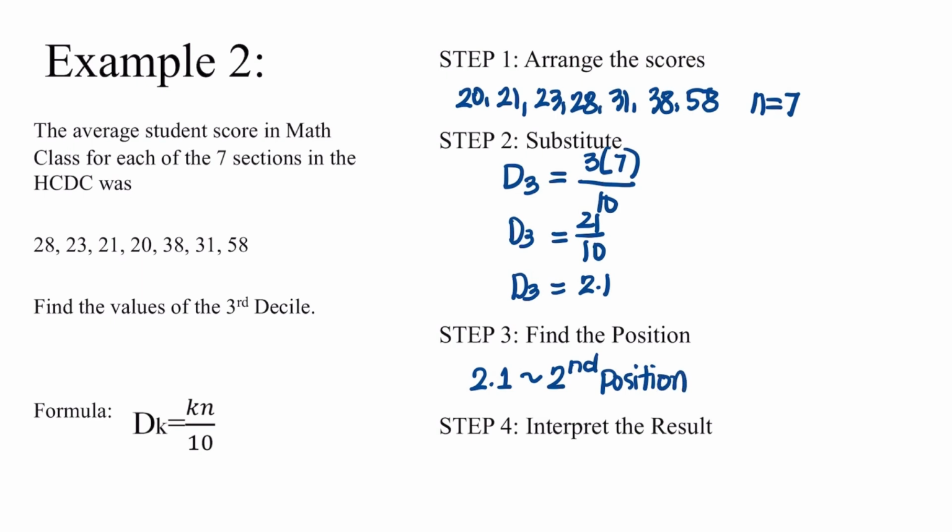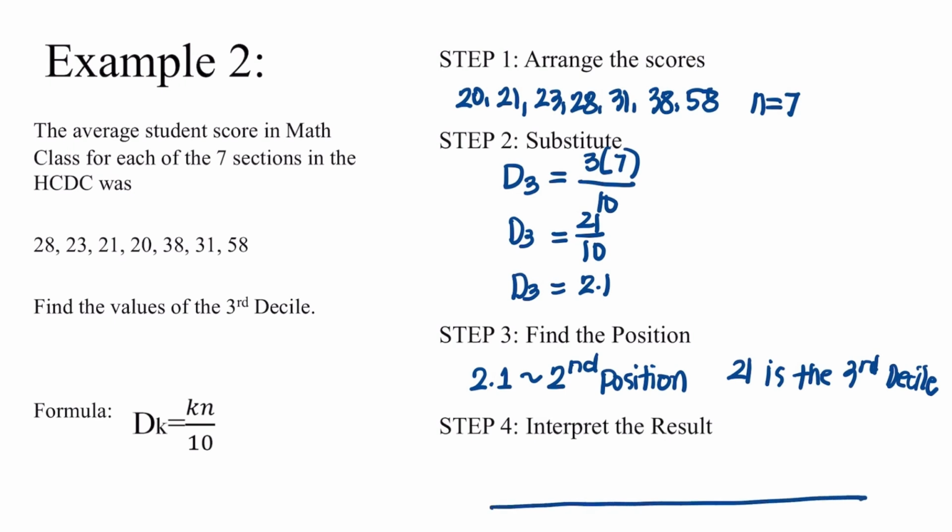So we'll count it. 1, 2. Therefore, 21 is the 3rd decile. So to do that one, let's have your line, and then this is D2. I mean D3. We're looking for D3.